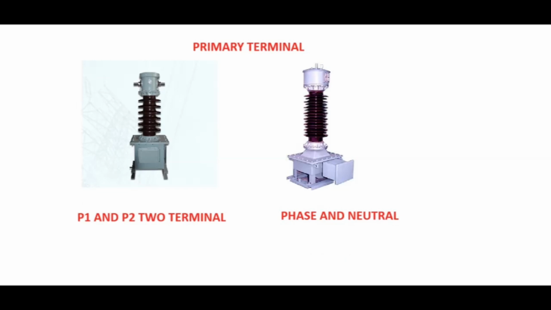Primary terminal. A CT has two primary terminals, marked as P1 and P2. P1 and P2 shall be connected with proper polarity, and it is always connected in series with the system. A PT has one primary terminal and one neutral terminal. That is, one terminal is connected to the phase and neutral is connected to earth.